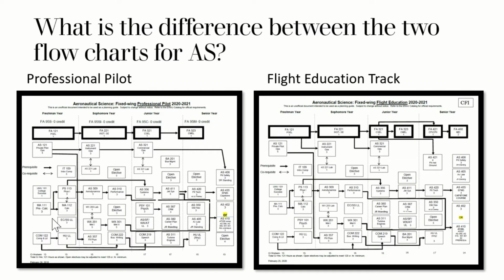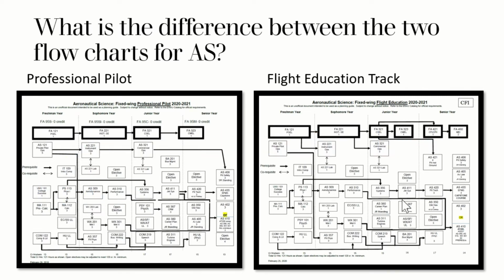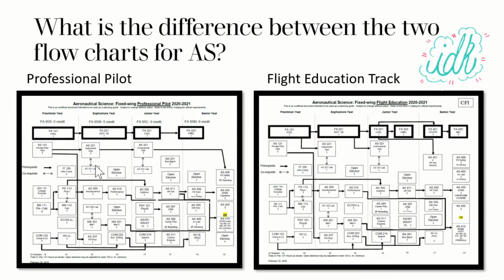But the other major difference is that you'll notice that some of the general ed requirements are in a different order. For example, here you have econ, social science, lower level, in the freshman second semester, and over here it's in the sophomore second semester. I'm not sure why they're mixed up between the two flowcharts. It really doesn't make a difference. The general eds are just sprinkled in throughout to give balance to your overall academic years.